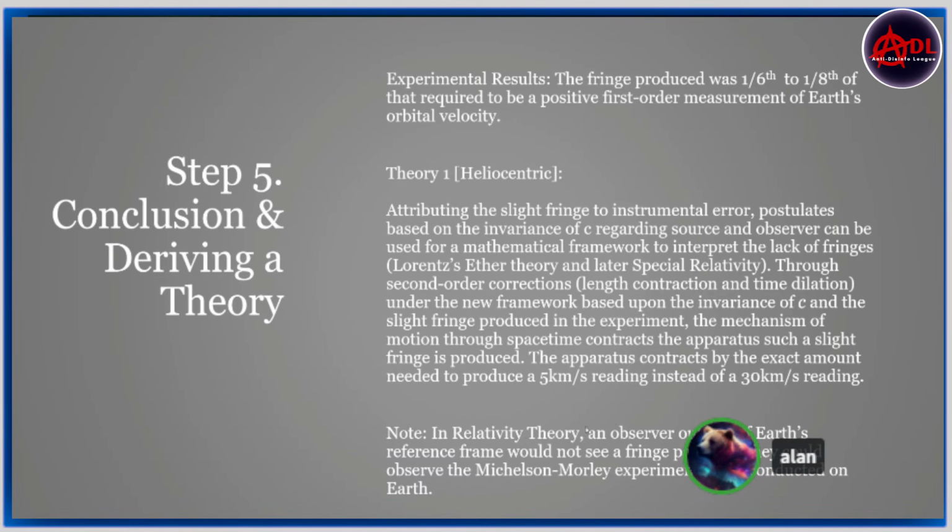Note, in relativity theory, an observer outside of Earth's reference frame would not see a fringe pattern if they could observe the Michelson-Morley experiment being conducted on Earth. For example, if you were on the sun with a magic telescope and could watch a bunch of little lads doing their light experiment, you would not see a fringe pattern at all, according to special relativity. The only reason we saw it in our reference frame is because the length contraction already happened, so we're measuring this slight fringe. That's the explanation they came up with.